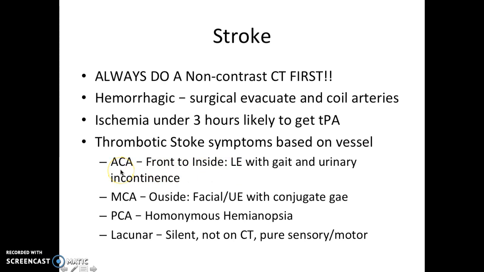So the ACA we talked about starts in the front, goes inside. So these are the lower extremities on the contralateral side with gait abnormalities and urinary incontinence. MCA is on the outside, so facial and upper body for the contralateral side with conjugate gaze. PCA, straightforward. It's homonymous hemianopsia, and then lacunar is silent, not seen on CT, and purely sensory or motor.